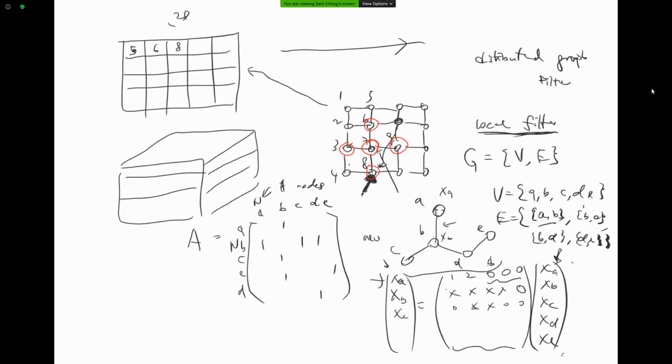So as you see, this filter is local if and only if, besides the diagonal, everywhere that the elements of the matrix A are 0, the filter has to be 0 as well. Let me denote this filter as F for the moment. This is an F matrix.